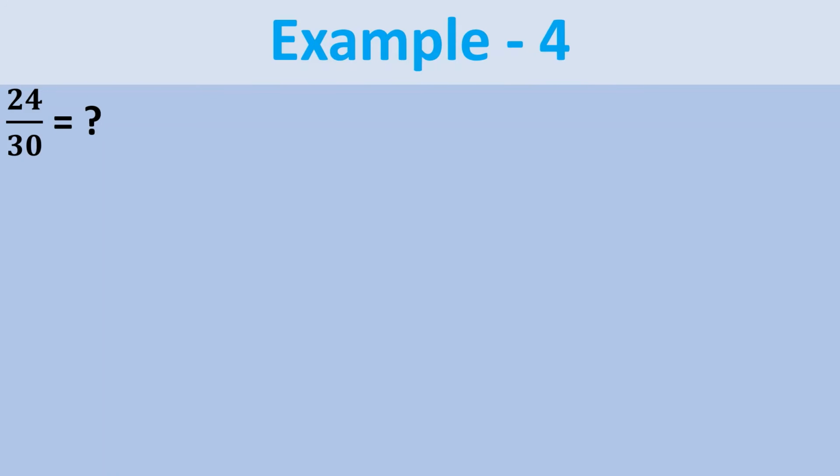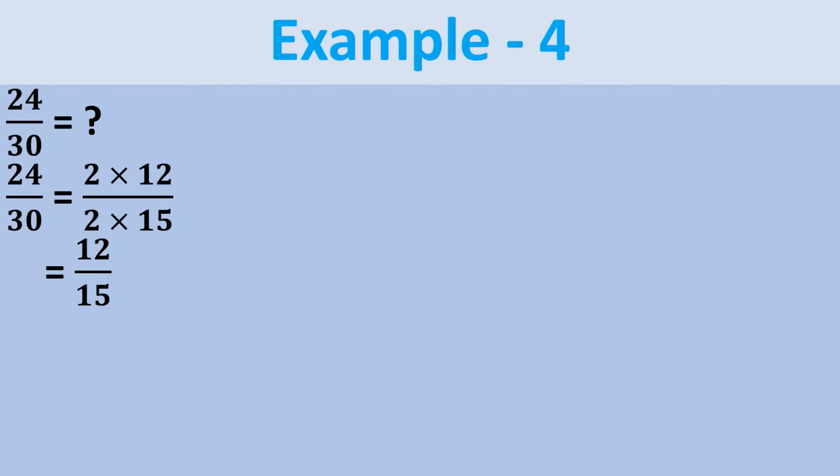Fourth example is to convert 24 divided by 30 into its lowest terms. We know that 24 and 30 are even numbers, so they are divisible by 2. We write 24 as 2 times 12 and 30 as 2 times 15. Cancelling the 2 from both the numerator and denominator, we get 12 by 15.